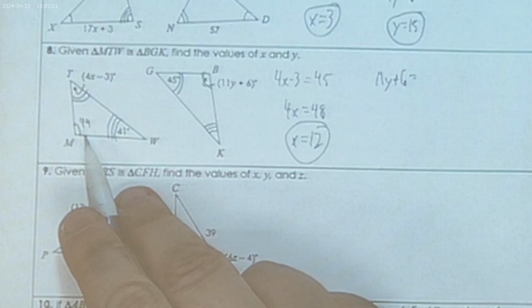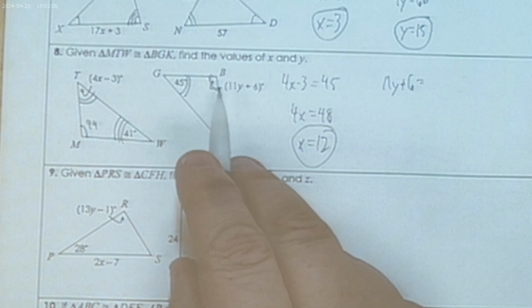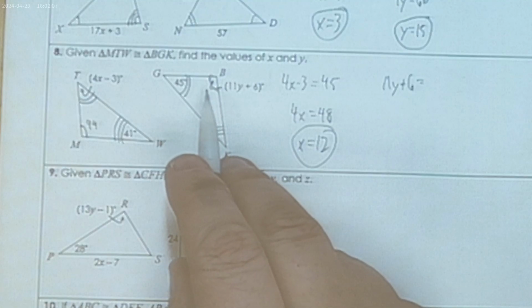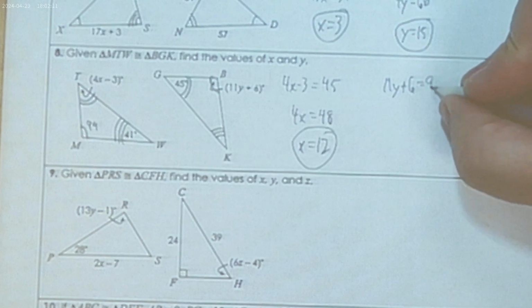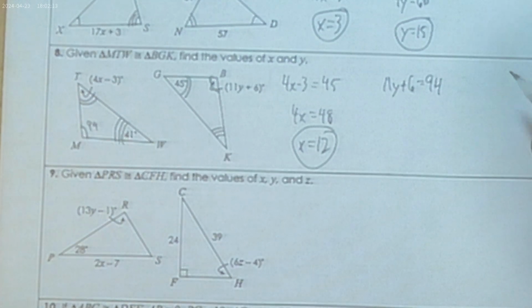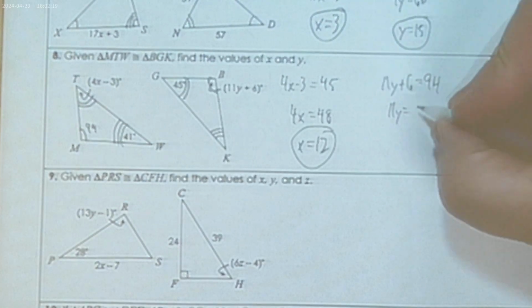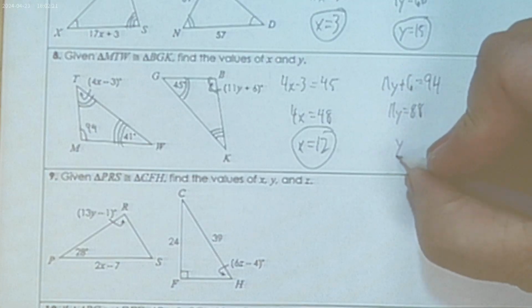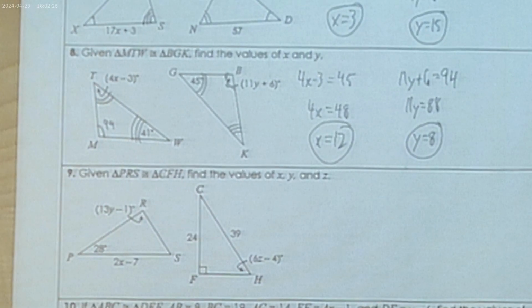And if M equals 94, that corresponds with angle B. That also has to equal 94. So 11y plus 6 has to equal 94. So 94 minus 6, please be yes. 11y equals 88. Y equals 8. Took a little bit of extra work, but still worked out pretty well.